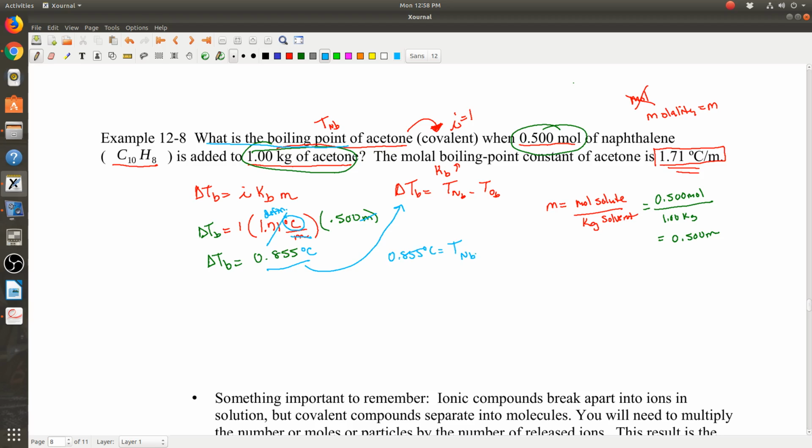I want to know the new boiling point, but that means I need to know what is the original boiling point of the solvent. Okay, what was the solvent? Acetone. You have to know that. And I know that because if they tell you the molal boiling point constant of something, that's the solvent. The other thing is the thing they tell you the moles of, that had to be the solute. Because look, moles of solute. So the solvent here is acetone. Well, I don't know the boiling point of acetone.